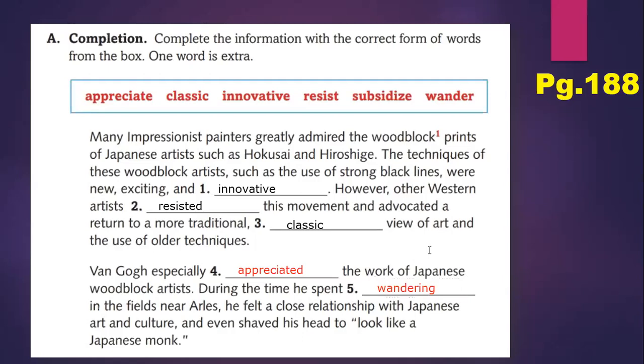Exactly. Okay. What did he do in that case? He appreciated, and he spent time wandering, right? Walking with no destination, in simple words, according to the vocabulary. And yes, he shaved his head to look like a Japanese monk. Exactly, right? Monk, in that case. Good, thank you. Let's finish with the last part of this.